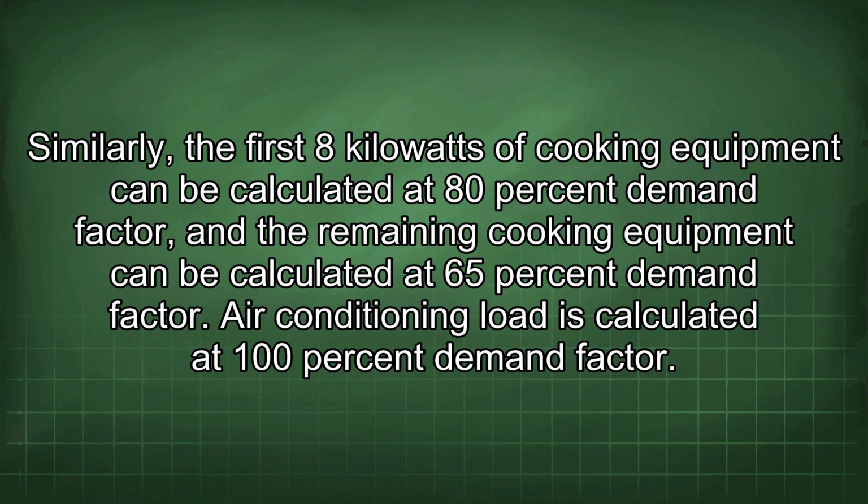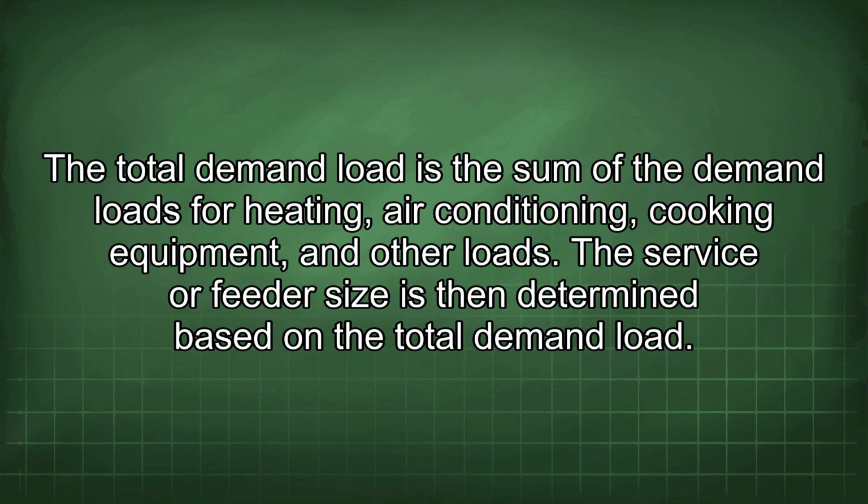Similarly, the first 8 kilowatts of cooking equipment can be calculated at 80% demand factor, and the remaining cooking equipment can be calculated at 65% demand factor. Air conditioning load is calculated at 100% demand factor. The total demand load is the sum of the demand loads for heating, air conditioning, cooking equipment, and other loads. The service or feeder size is then determined based on the total demand load.